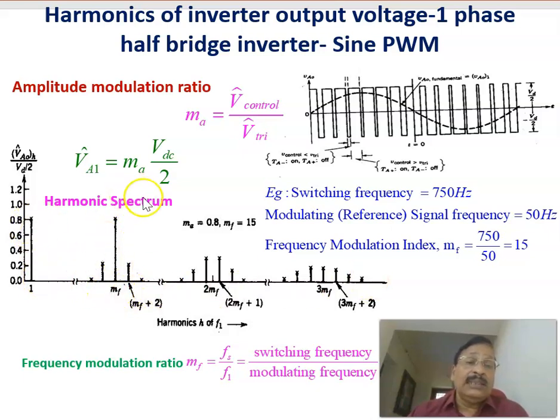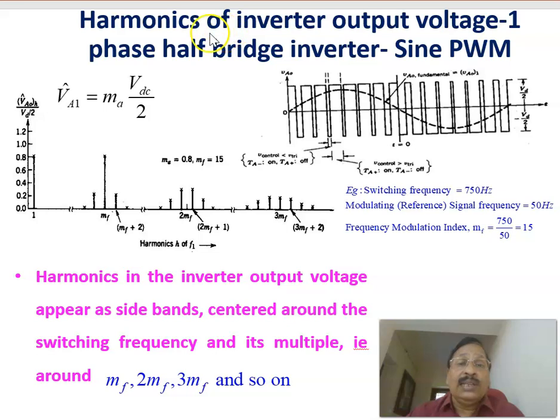The size of the inductor is reduced because harmonics are centered at high frequency, that can easily be removed. And another advantage is that by changing the modulation index MA, we can vary the fundamental output voltage, or we can vary the RMS value of the output voltage. That is not possible in the case of a square wave inverter. In a square wave inverter, to change the fundamental output voltage, you have to change the DC bus voltage. But in this case, by changing the modulation index MA, you can change the maximum value of the fundamental. So these are the two advantages of sine PWM.